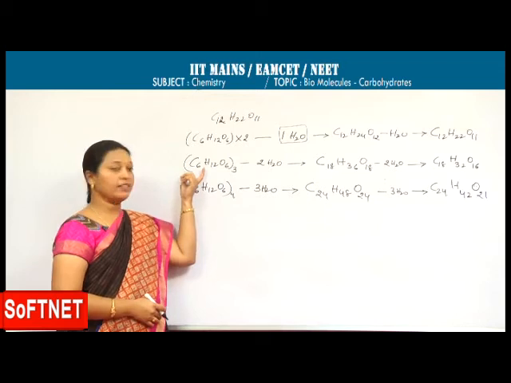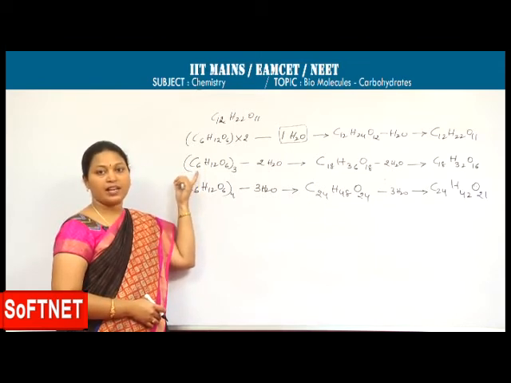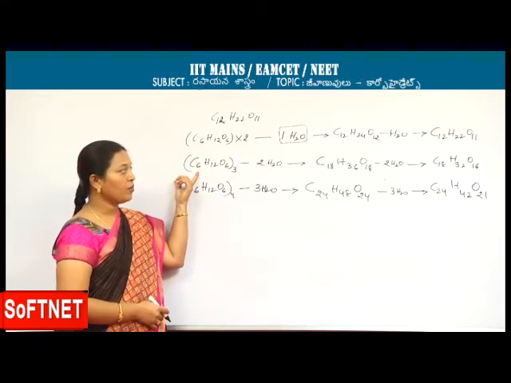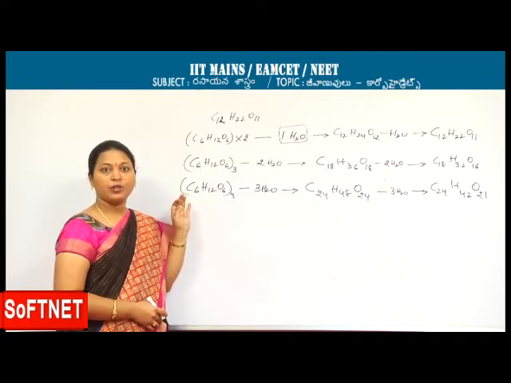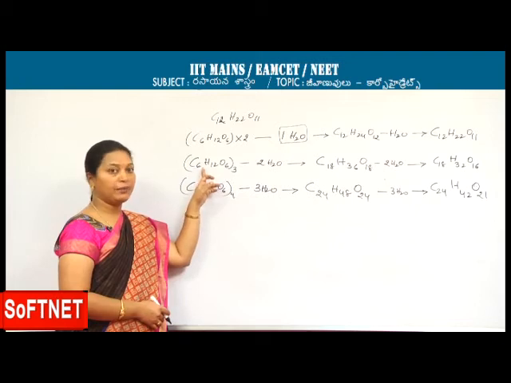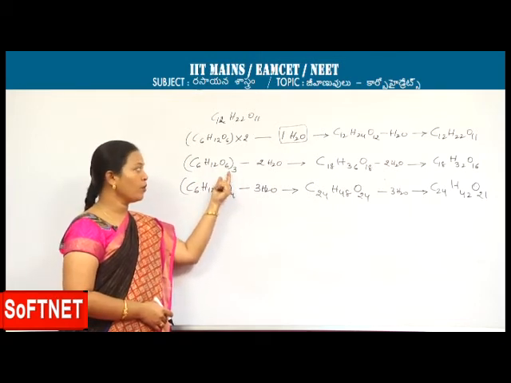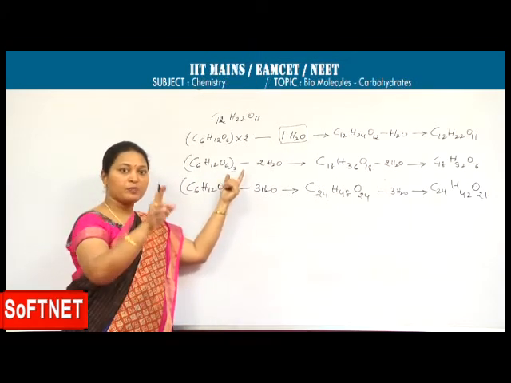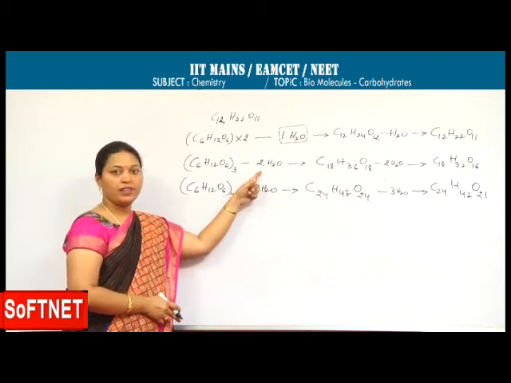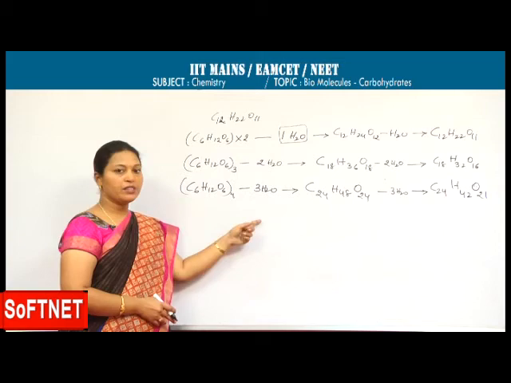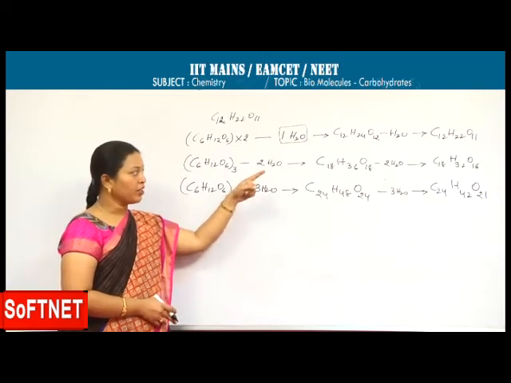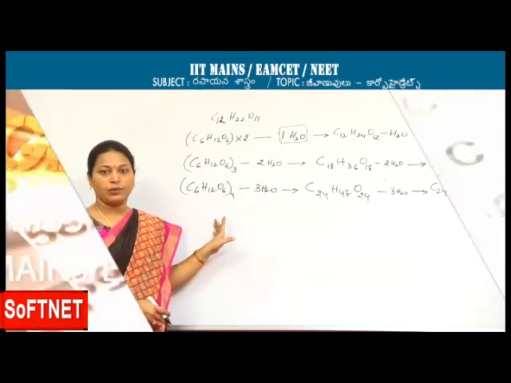Once, the trisaccharide raffinose formula was asked in an IIT exam. The formula is C18H32O16. It may not be simple to remember. But if you remember this method, multiplying with the number and subtracting one less number of water molecules. If they ask you to write pentasaccharide, C6H12O6 into 5 minus 4 H2O. Like this we can write the molecular formula for the saccharides.